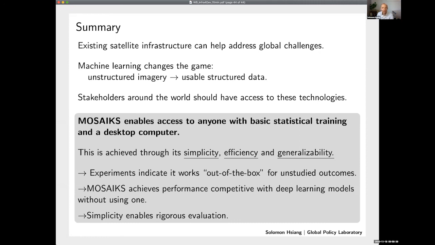And so Mosaics really aims to achieve this by having a simple approach that is generalizable for all sorts of problems. That means it works essentially out of the box, even for problems that the model hasn't seen before. And to date, based on the experiments we've done, it appears to achieve performance very competitive with state-of-the-art deep learning models. And then finally, for this group, we do think it's quite important to have tools that are this fast and simple that we can really understand their uncertainty, especially because these tools will be used for making critical decisions.